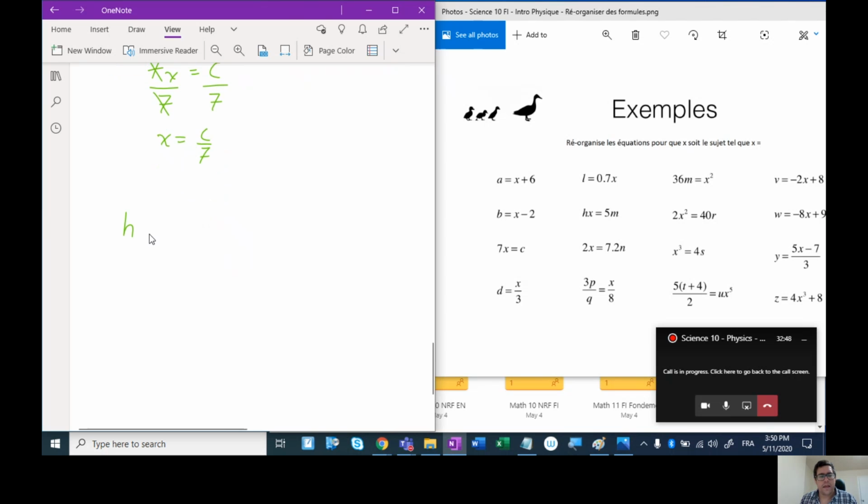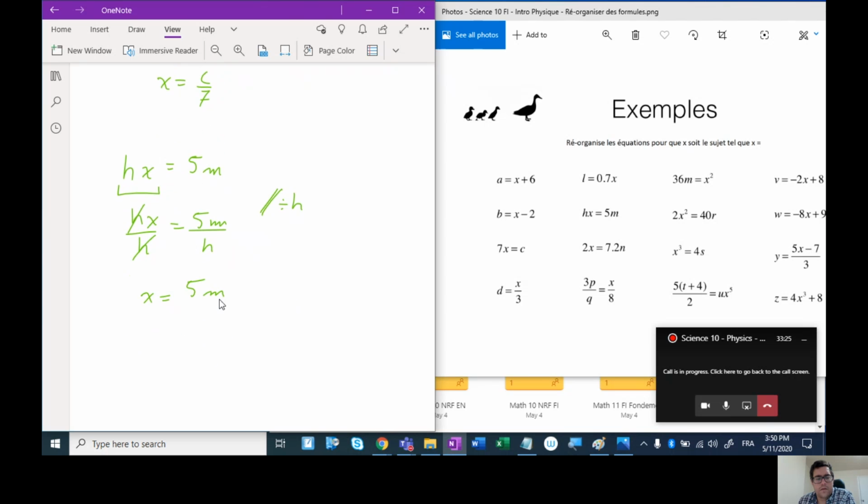Let's do another one. hx is equal to 5m. Okay, so again, one step. You want to find x. That's our target. What's being done to x right now? Multiplied by h. We don't want that. The opposite of multiply by h is divide by h. So hx over h is equal to 5m over h. h cancels out. You get x equals 5m over h.